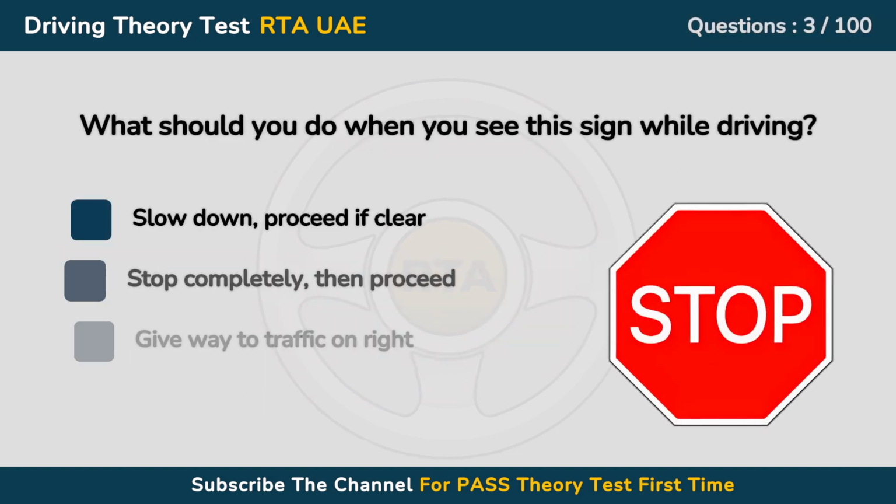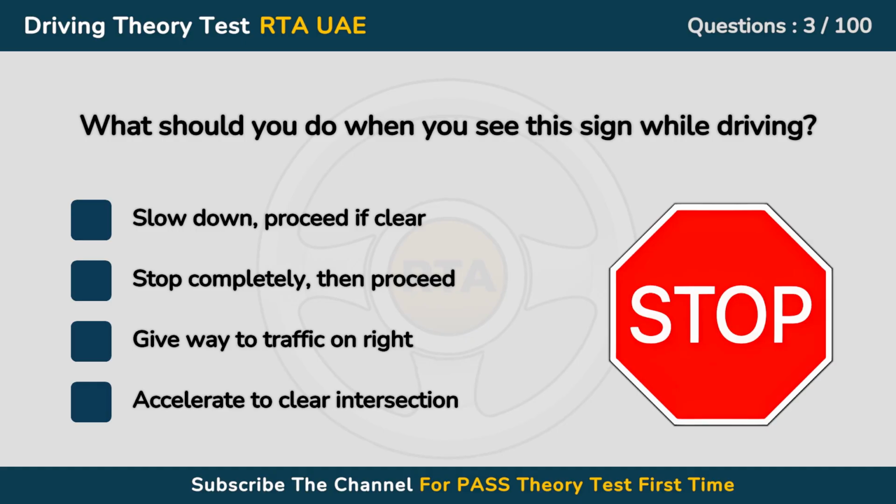Question 3. What should you do when you see this sign while driving? A. Slow down, proceed if clear. B. Stop completely, then proceed. C. Give way to traffic on right. D. Accelerate to clear intersection.